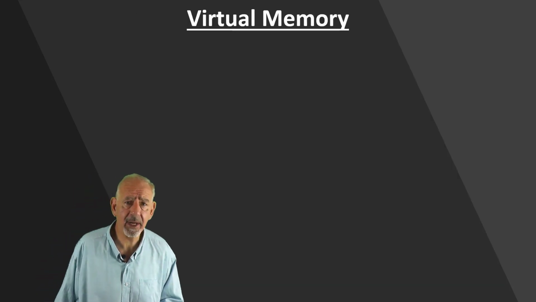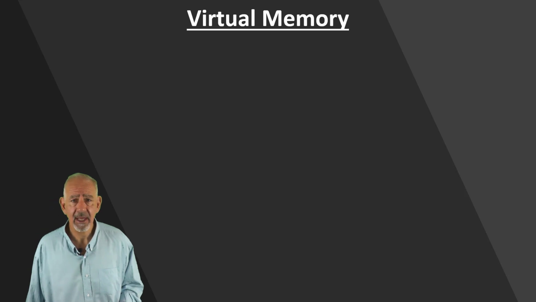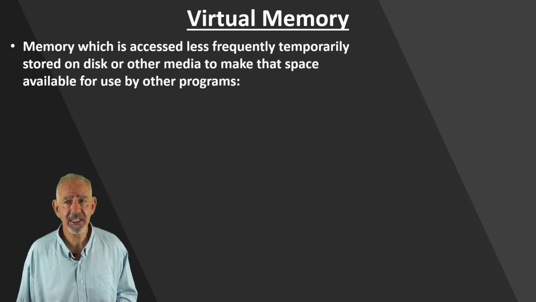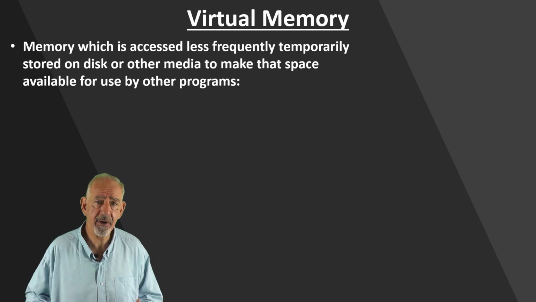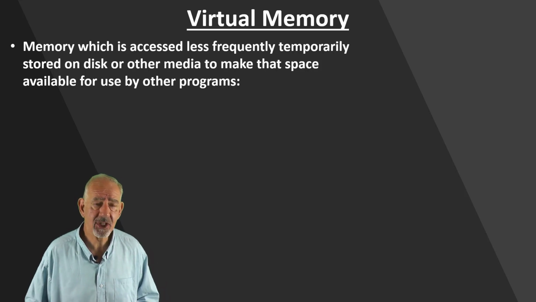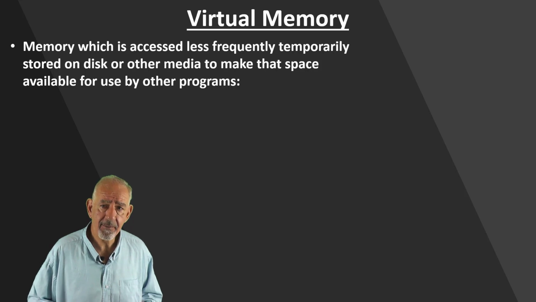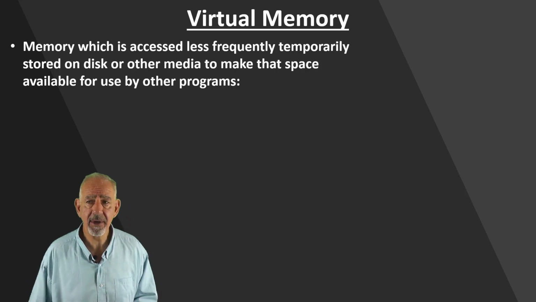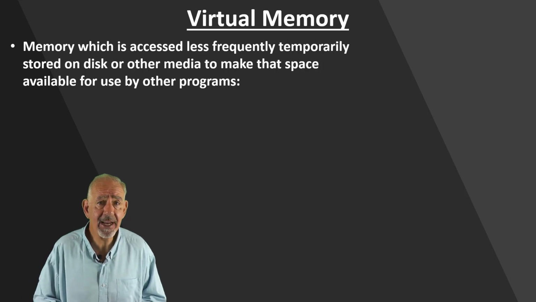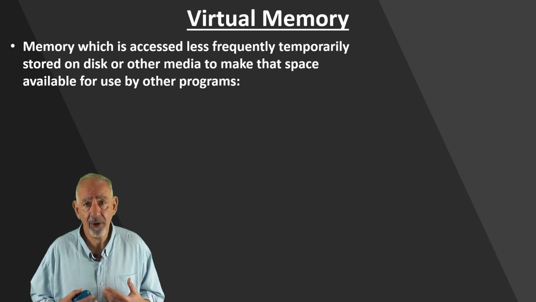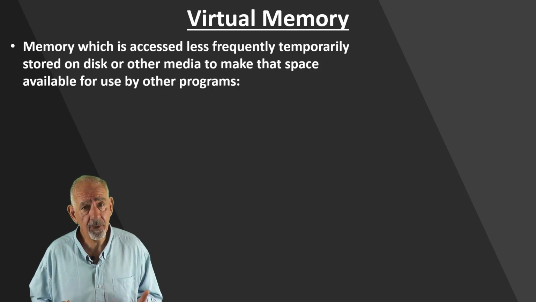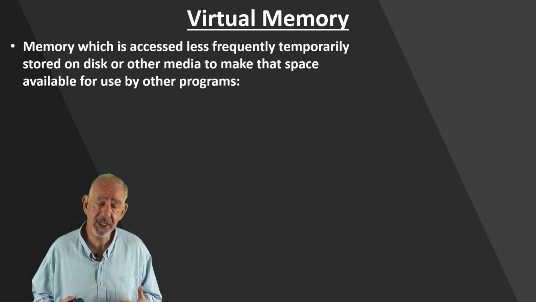So what do we mean by virtual memory? Virtual memory deals with memory that's accessed less frequently for temporary storage. It allows us to store information on a disk or other media so we can make space available for other programs. And that's why if you increase the RAM on a computer, it can help your computer go a lot faster, because virtual memory would generally tend to be used when we're running short of random access space.